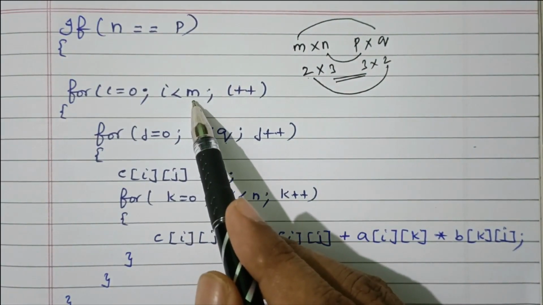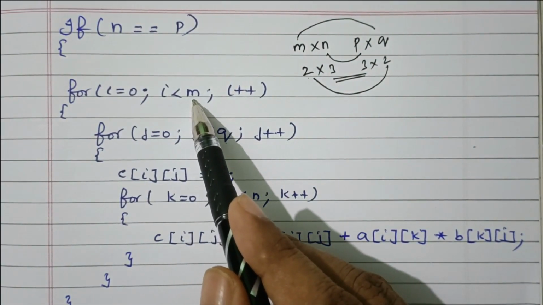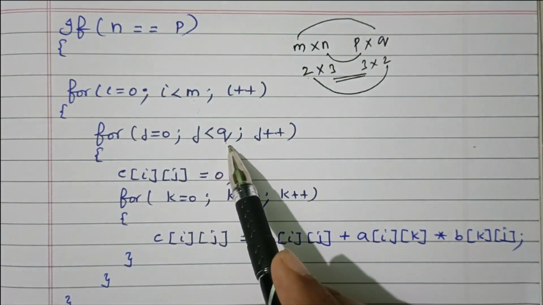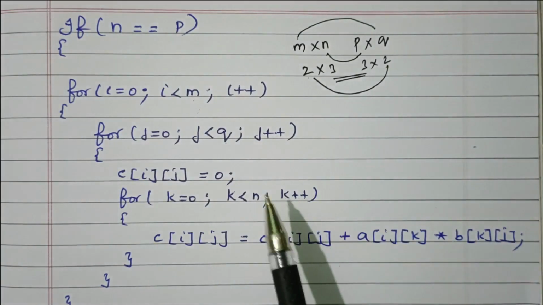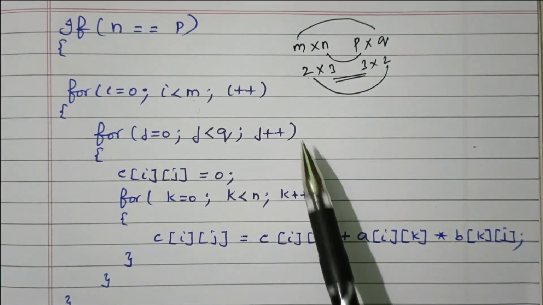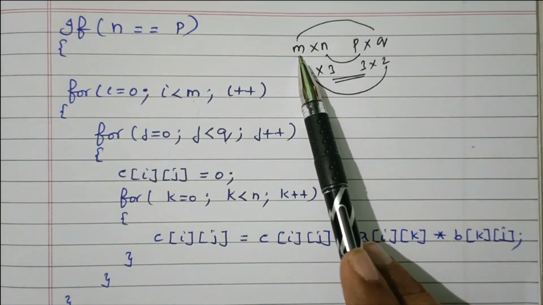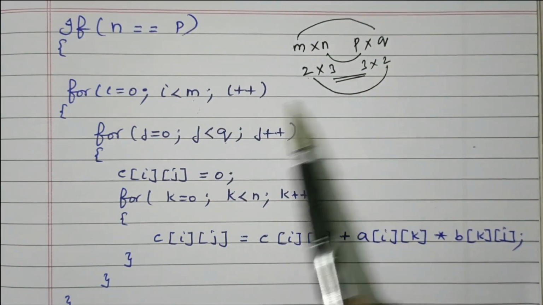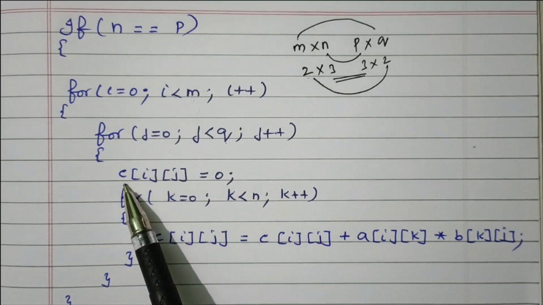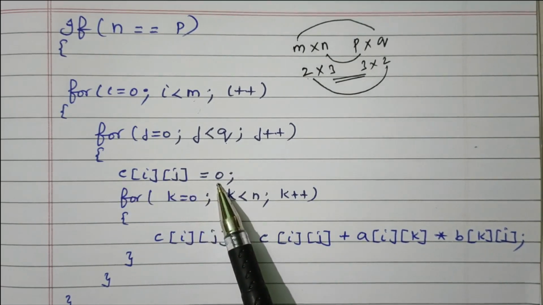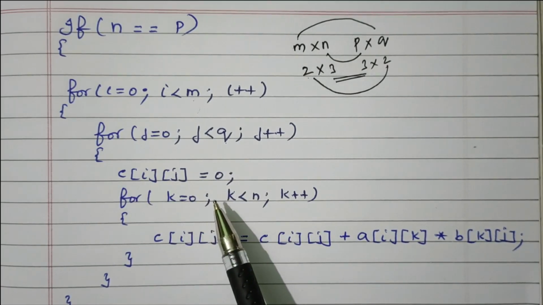The row size of the first matrix and the column size of the second matrix we are using. Then only we will get a 2 cross 2 matrix, right? So this is the resultant matrix. The resultant matrix dimension is m into q, that is 2 into q that we are using. Right? We declare C of ij equal to 0 because we are going to add to C of ij cumulatively.